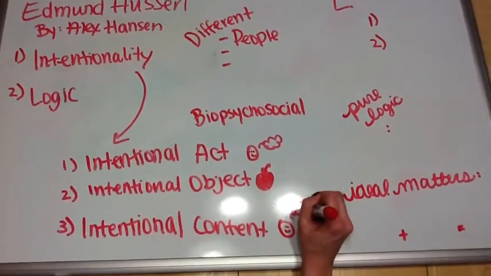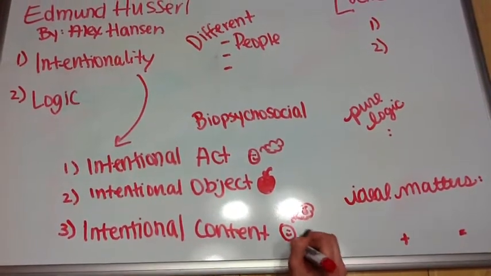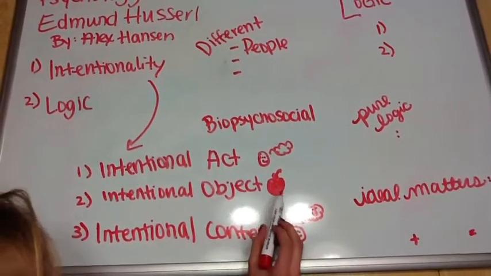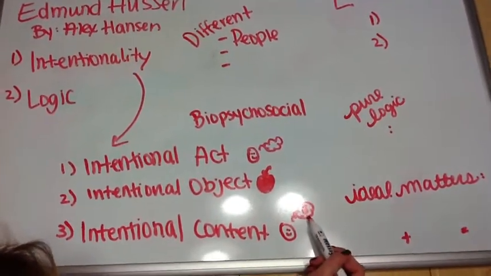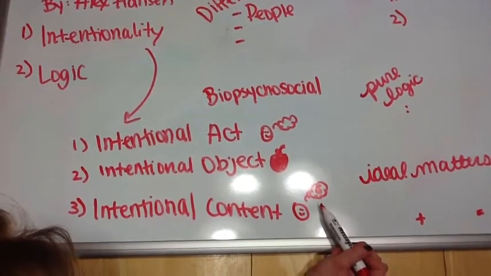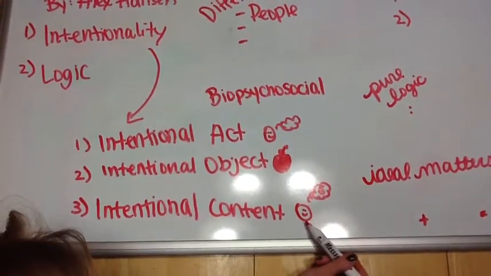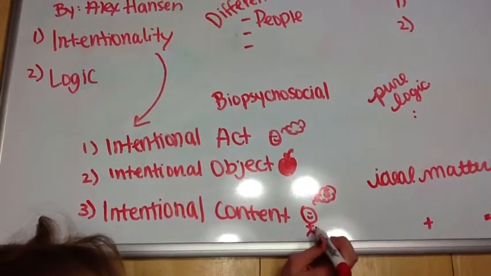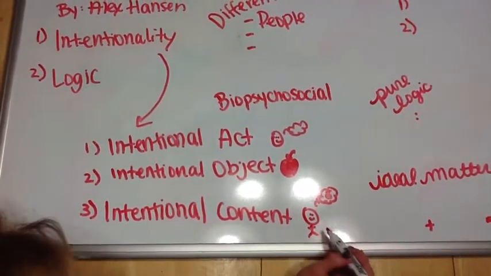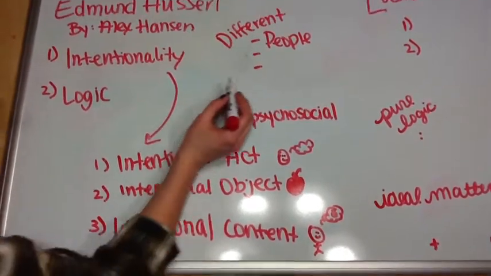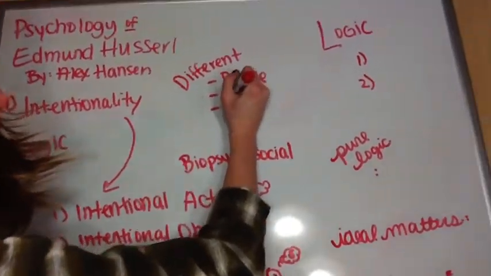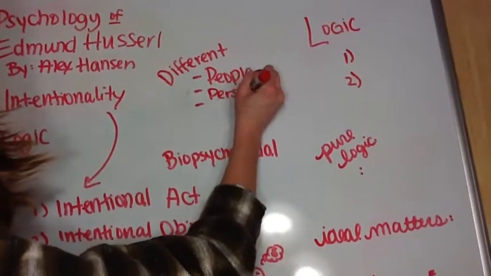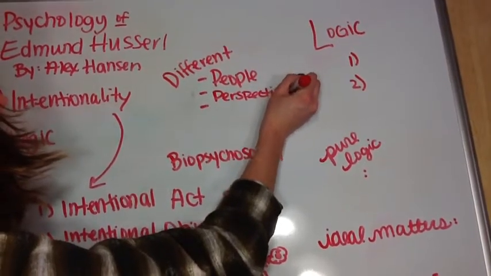Now this is the part that can get a little tricky. Everyone sees the same apple, but it may not mean the same thing to everyone. The same intentional object is being perceived, but to an apple farmer whose life depends on these apples and a person who has never eaten an apple, the apple's intentional content would be completely different. Husserl deemed this stage as the one in which different people will have different perspectives because of different experiences.